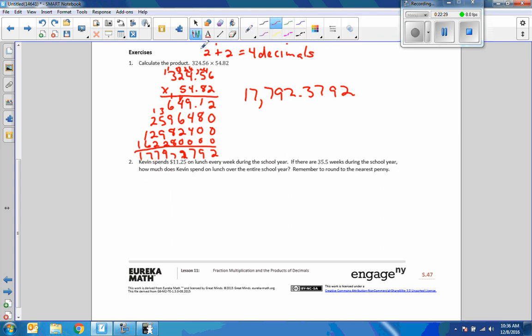did. Kevin spent $11.25 every week during the school year. If there's 35 and a half weeks during the school year, how much did Kevin spend on lunch for the entire school year? So it's 11.25 times 35. This has 2 decimal places. This has 1. 2 plus 1 decimal places equals 3. We have 3 decimal places.